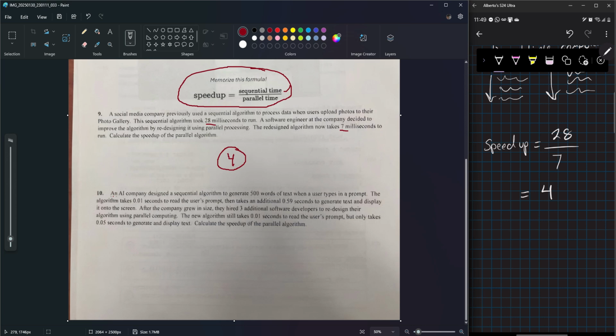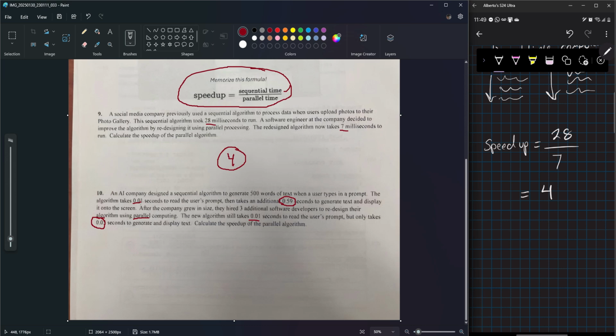And then it says, an AI company designed a sequential algorithm to generate 500 words of text when the user types in a prompt. The algorithm takes 1 second to read the prompt and then takes 59 seconds to generate the text and display it on the screen. After the company grew in size, they hired 3 additional software developers to redesign their algorithm in parallel. The new algorithm will take 1 second to read the user prompt, but it only takes 0.05 seconds to generate and display the text.